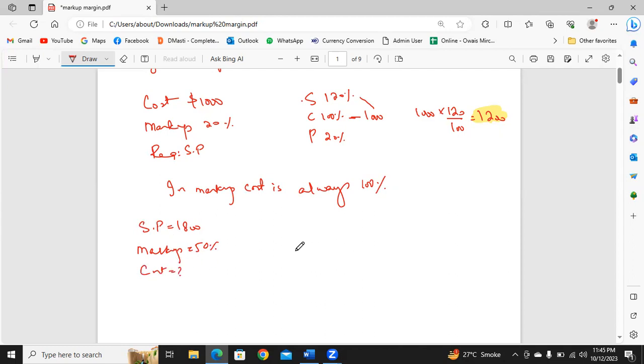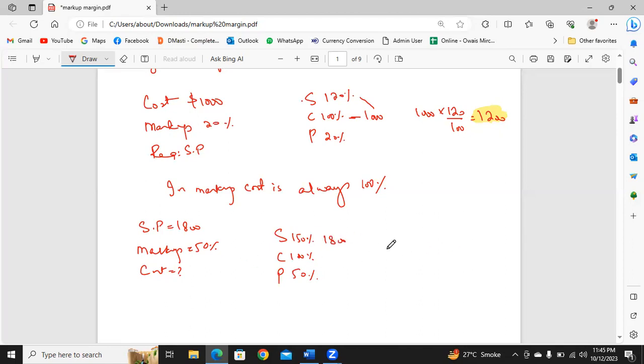Now, simply what approach do we have to use? The SCP approach. Markup means cost is 100%, profit is 50%, so the selling price will be equivalent to 150%. Now we have sales that is equivalent to 150%.